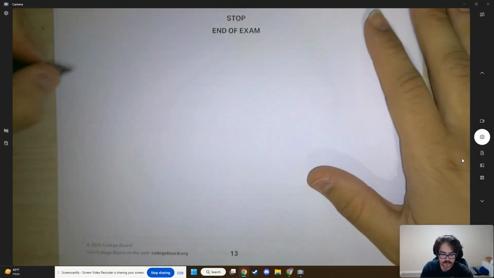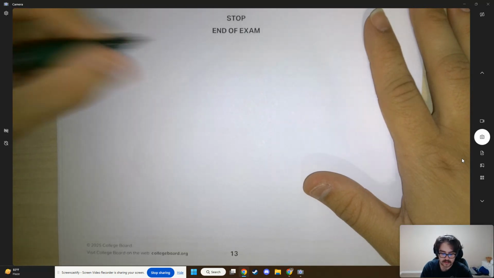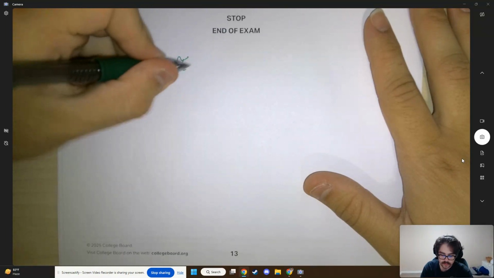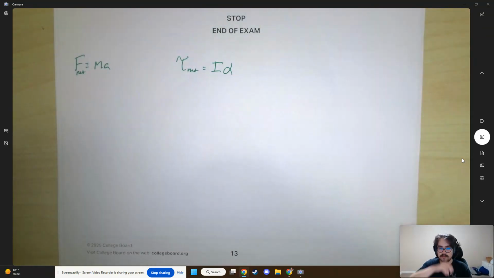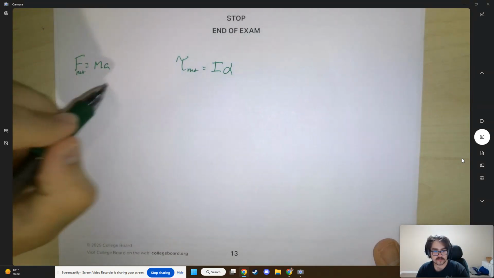You have to write both Newton's second laws. So I'm going to write F net equals ma, and then I'm going to write torque net is equal to I alpha. Okay. So now when I calculate these things out, I'm going to actually start by setting these things up.